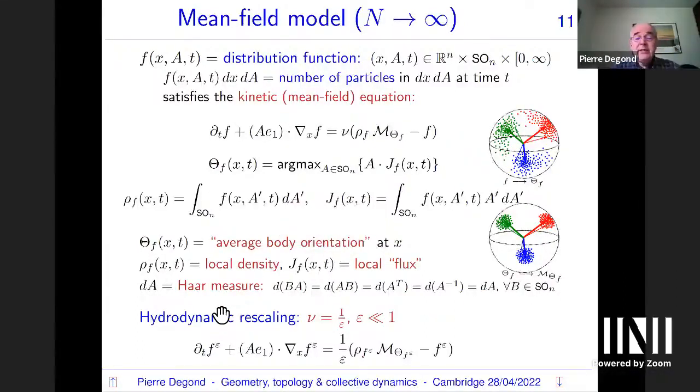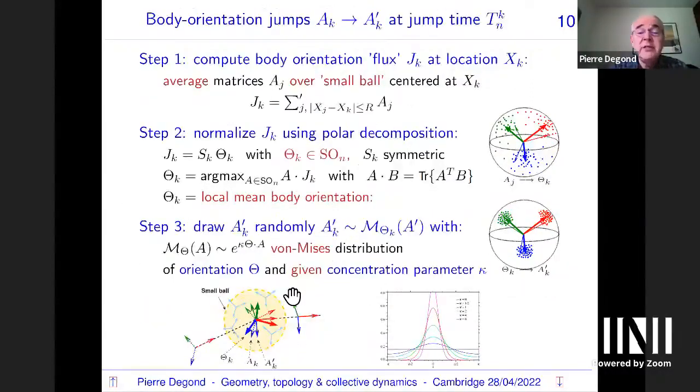I would need to tell you what's the measure I'm using to integrate over the group. It's actually the Haar measure, which is, in this case of a compact group, the unique normalized measure which is left and right invariant by transposition and group inversion, right? The reason why you need the Haar measure lies in the construction of the model itself.